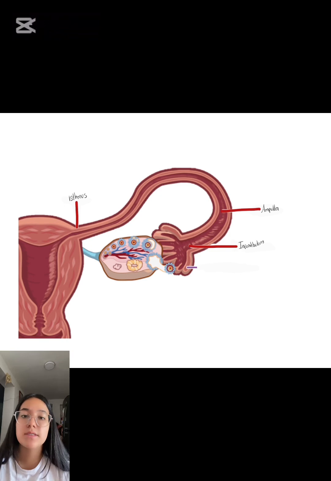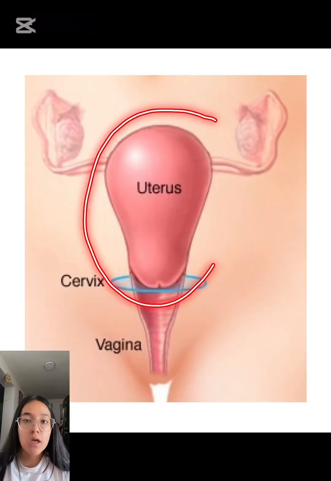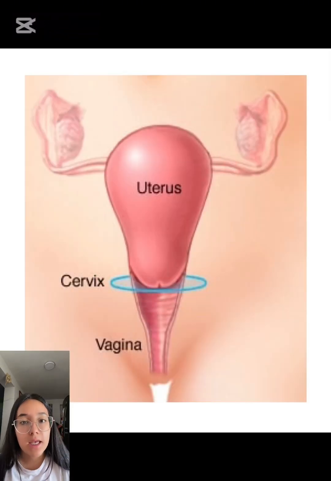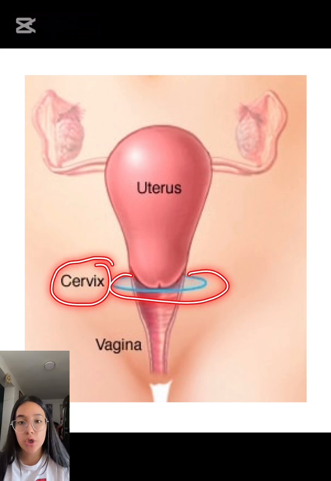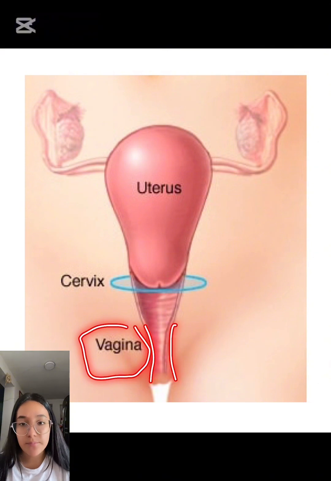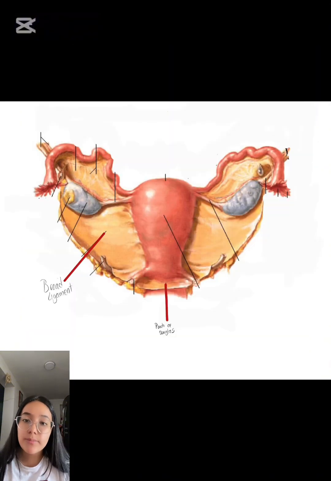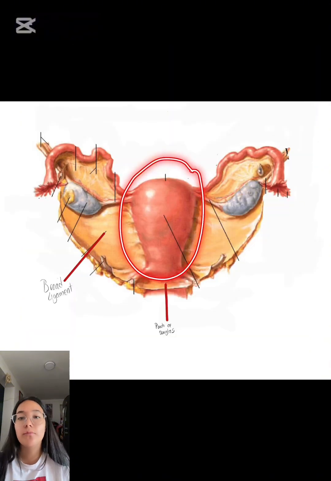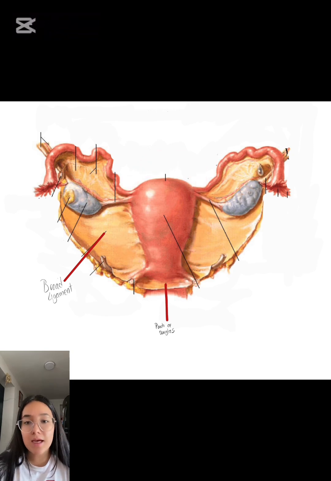The uterus is a muscular, pear-shaped organ where the fertilized egg implants and develops into a fetus. It has three main parts: the fundus, at the top, the body, and the cervix, which opens into the vagina. The uterus is supported by the broad ligament, a fold of peritoneum, and it lies between two peritoneal spaces.